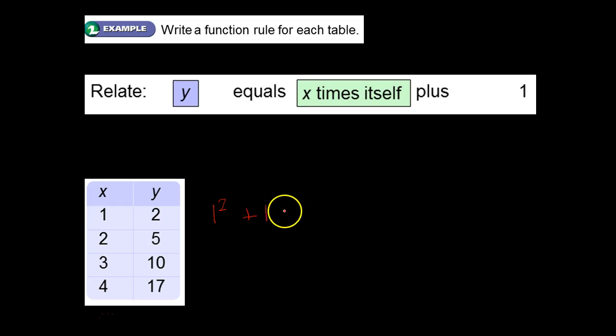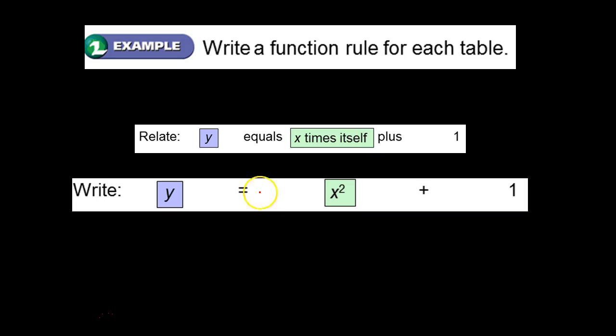X times itself, 1 squared plus 1. 1 times 1 is 1, which equals 1 plus 1, which equals 2. That works. Here, 2 times itself plus 1. 2 times 2 is 4. 4 plus 1 gives you 5. That checks. 3 times 3 is 9, plus 1 is 10. Checks. Our last one here, 4 times 4 is 16, plus 1 is 17. That checks as well. So, you can see y equals x times itself plus 1.